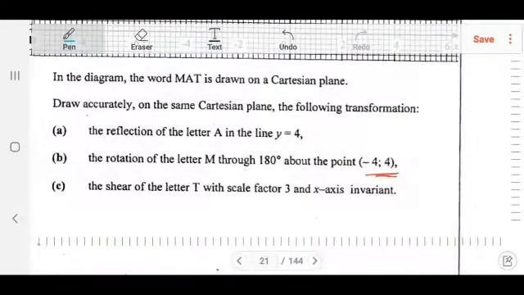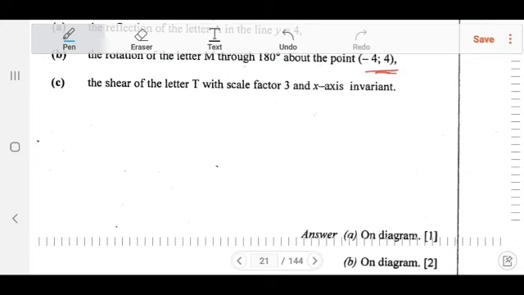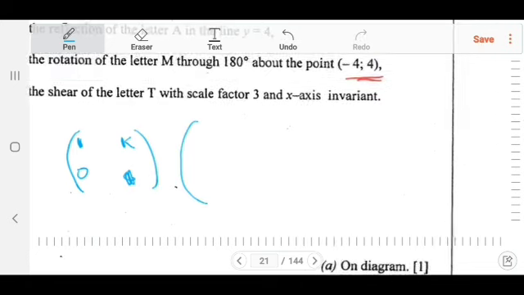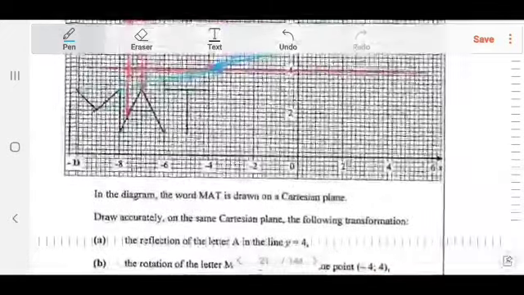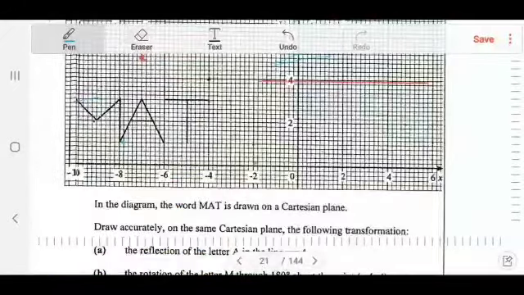Then a shear of letter T with the scale of 3 where X is invariant. So here we need to apply the matrix of shear. When the matrix of shear says X is invariant, which means you know that this side you have 1, 0. This is the X side. Then this side you have K, then 1 here. We're multiplying all points of T here.